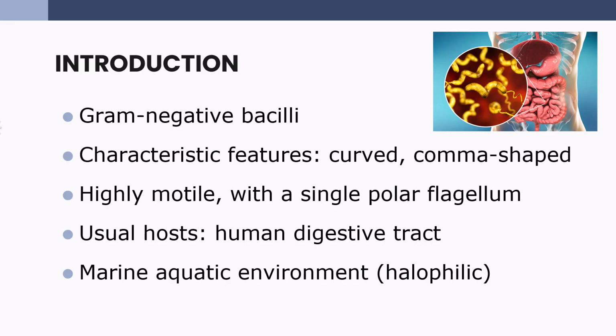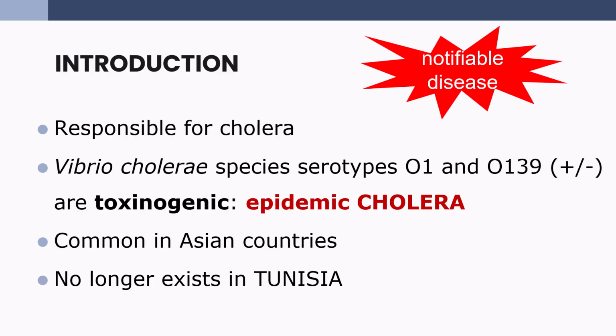Vibrios are common inhabitants of the human digestive tract and are also found in aquatic environments, particularly marine environments. These bacteria are responsible for cholera, a serious acute diarrheal infection. The species Vibrio cholerae, particularly serotypes O1 and O139, is involved in epidemic forms of cholera due to its toxinogenic nature. The disease remains common in several Asian countries, while it no longer exists in Tunisia.